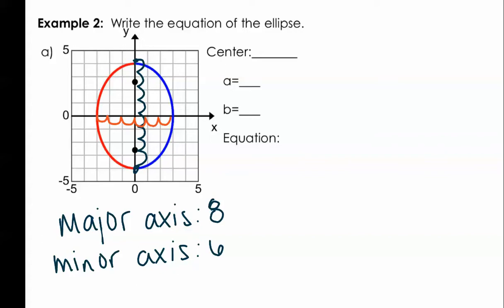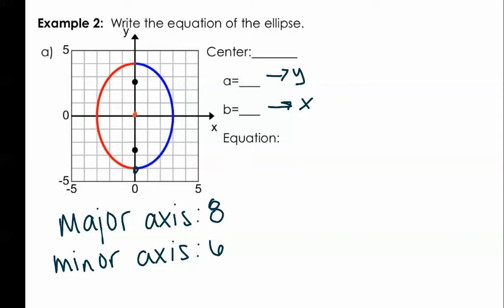Some information that's important is that your major axis always goes along with A. You know that by now. Now this major axis is in line with Y, so that means my A value is going to be paired up with Y, which means my B value is paired up with X. Now what are those A and B values? The A and B values go from the center.